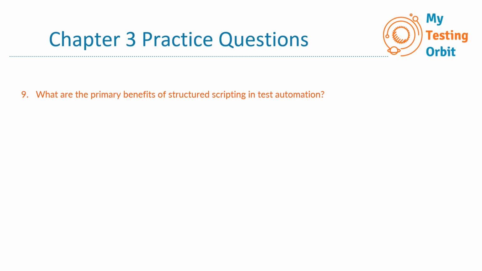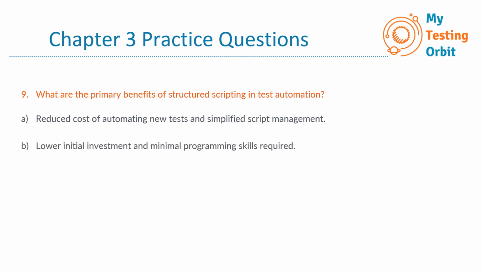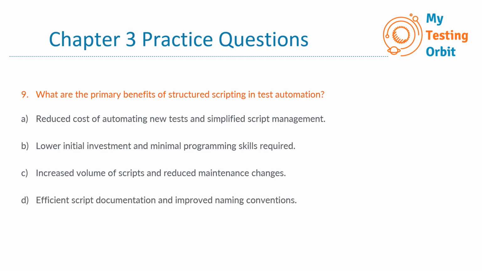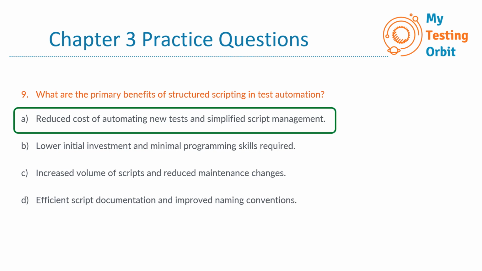Question number 9. What are the primary benefits of structured scripting in test automation? The options are option A, reduced cost of automating new tests and simplified script management. Option B, lower initial investment and minimal programming skills required. Option C, increased volume of scripts and reduced maintenance changes. And option D, efficient script documentation and improved naming conventions. And the correct answer is option A, reduced cost of automating new tests and simplified script management.